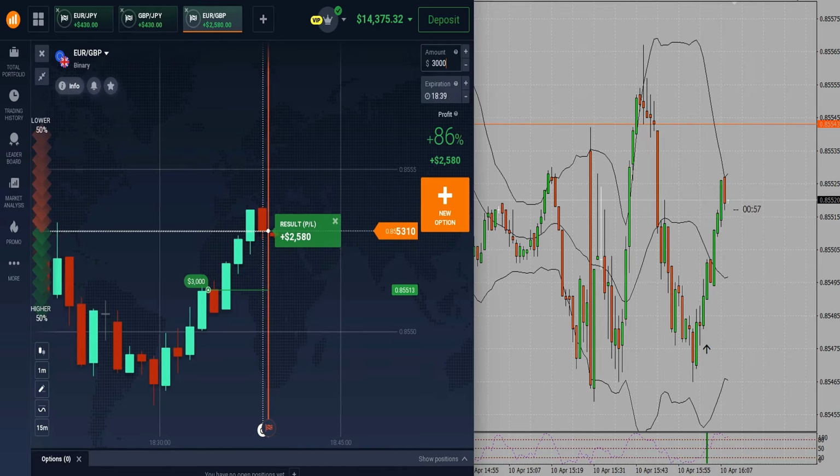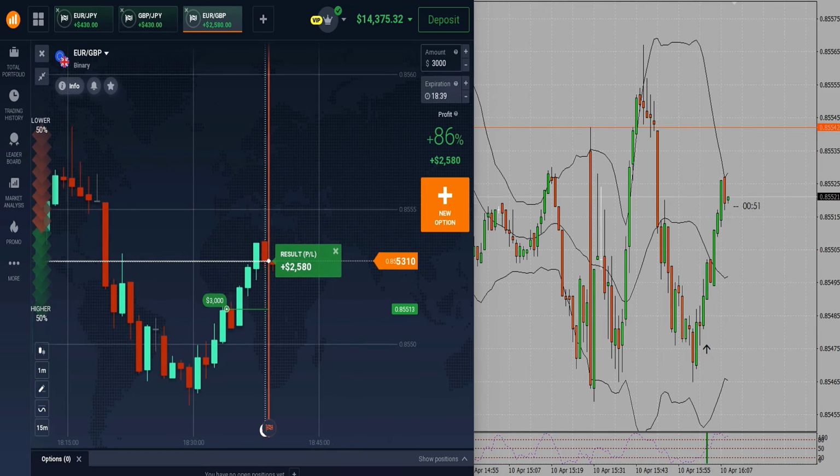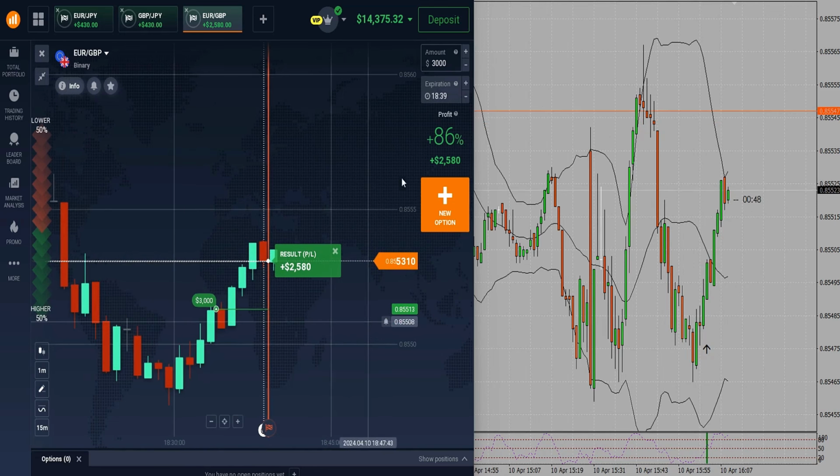The trade closes successfully, exactly as planned by the strategy. This is a clear example of what happens when discipline meets proper confirmation. No shortcuts, no overtrading, just pure rule-based execution.